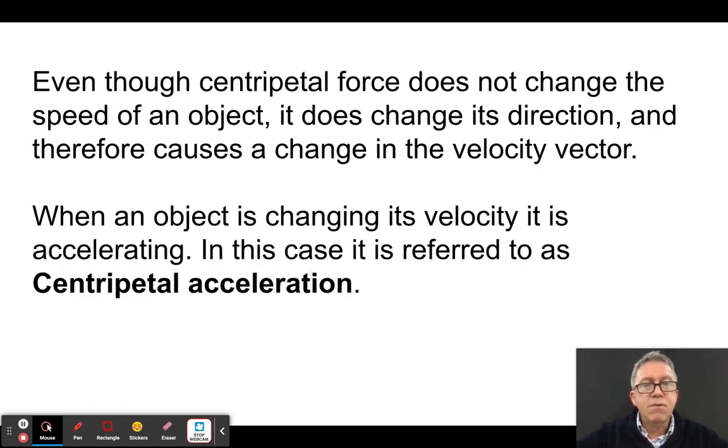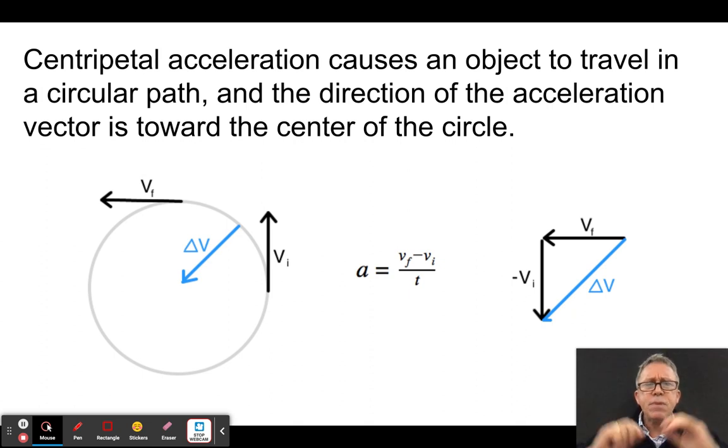So even though centripetal force doesn't change the speed of an object, it does change the direction. Therefore, it is causing, like all force, an acceleration because it's changing the velocity vector's directional component, even though it's not changing its magnitude. And so this centripetal acceleration is something we're going to dive into right now. One thing to know is centripetal force always points towards the center of a circle.